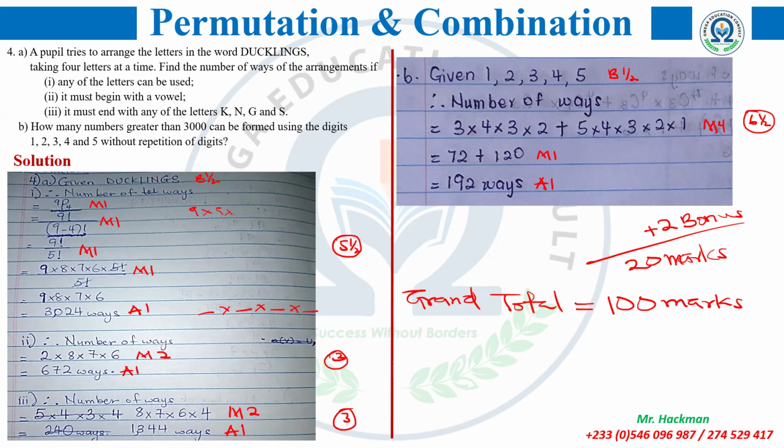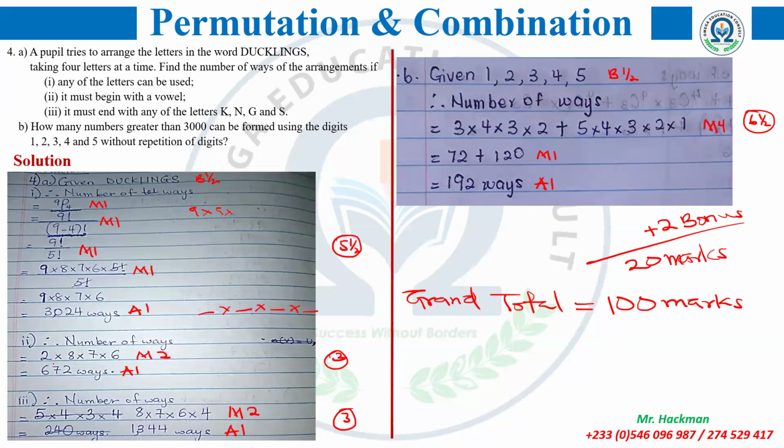So if you are supposed to start your word with a vowel, then you need to look at the vowels. Then you have 2 of them, U and I. So it means for my first position, I have 2 ways of filling that position. So that will be 2.